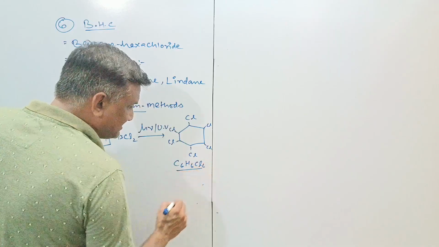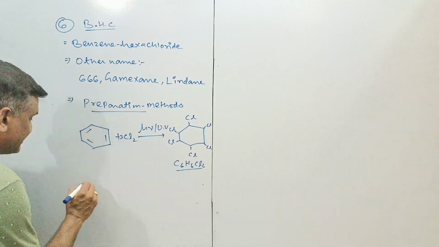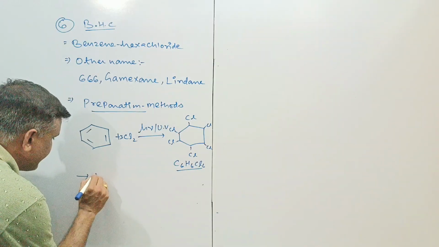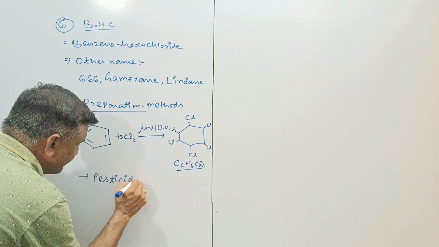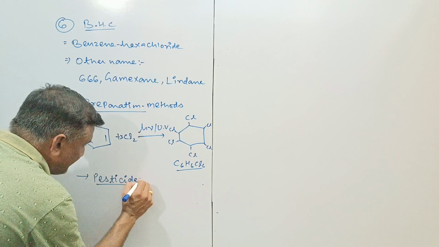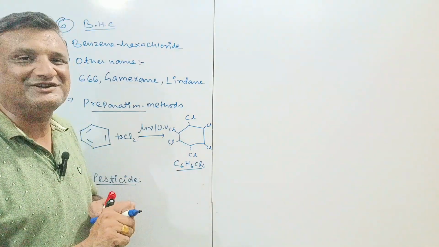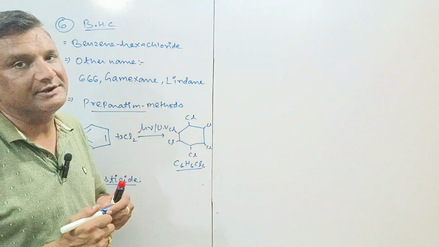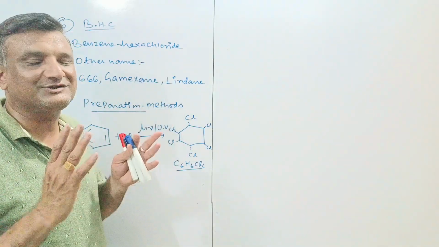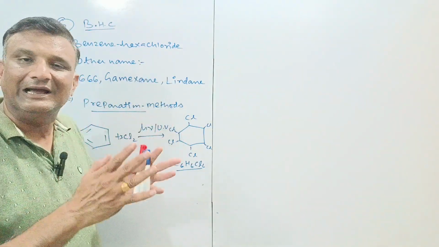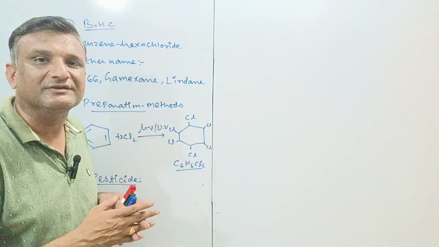That's why it is called 666, and it is used as the best pesticide. But there are a lot of side effects of this compound because it causes cancer in the human body. So this was about some important halogen derivatives of alkanes and benzene.